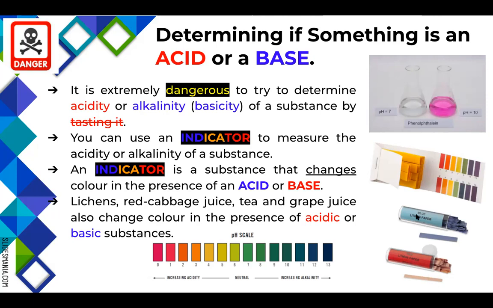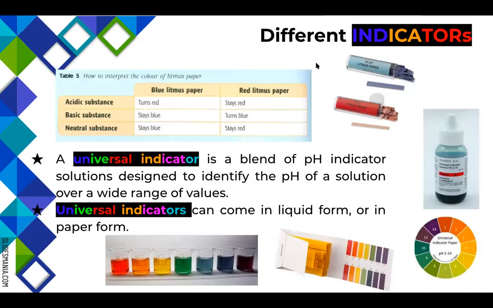Then we have the classic blue litmus paper and red litmus paper. Blue litmus paper will turn red in the presence of an acid, and red litmus paper will turn blue in the presence of a base. So this is just what we just discussed.